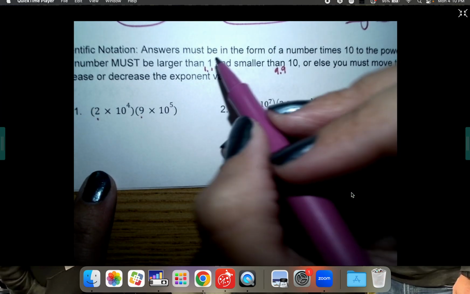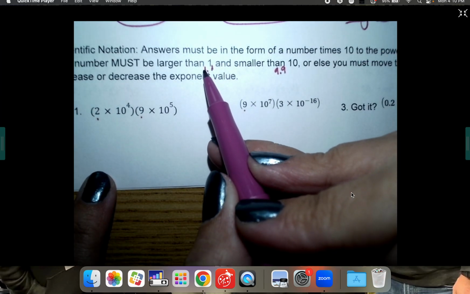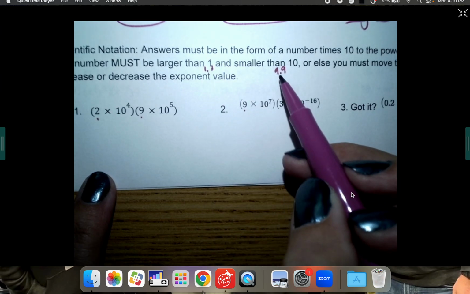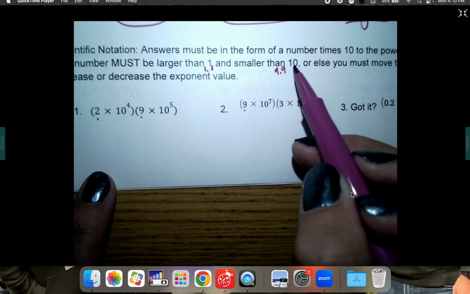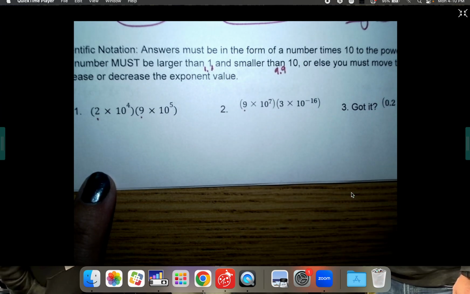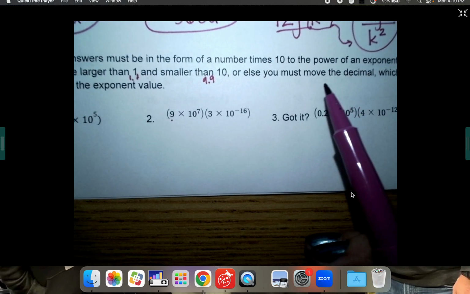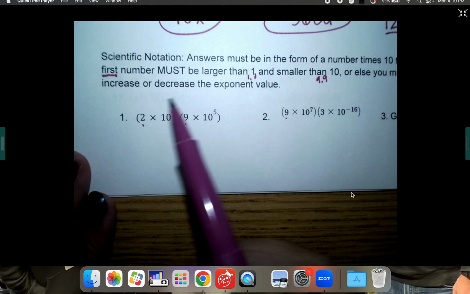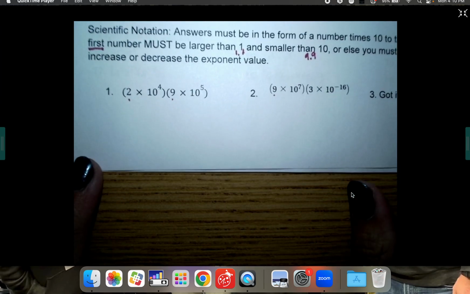So the way that a lot of kids remember that is the number in front of the decimal has to only be one place value. So if it becomes 10 point something, that would be 2 place values, and that's too big. So between 1 and 10, if it's not between 1 and 10, you have to move the decimal, which also ends up increasing or decreasing the exponent value. Okay, that's a lot of words.